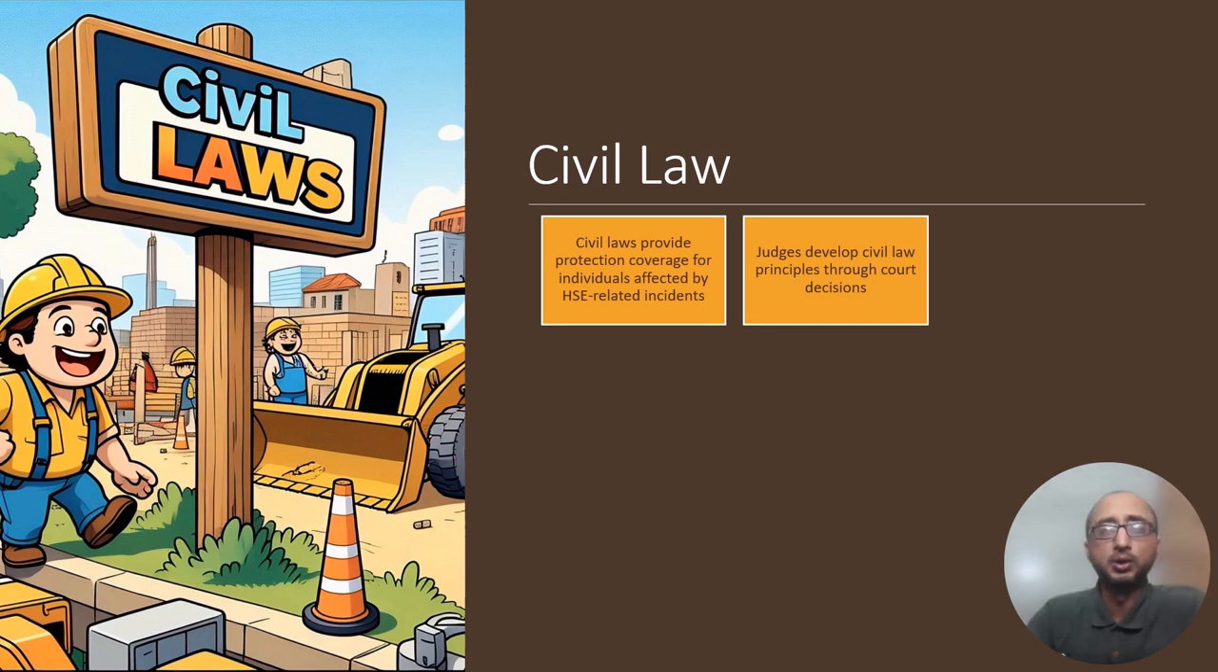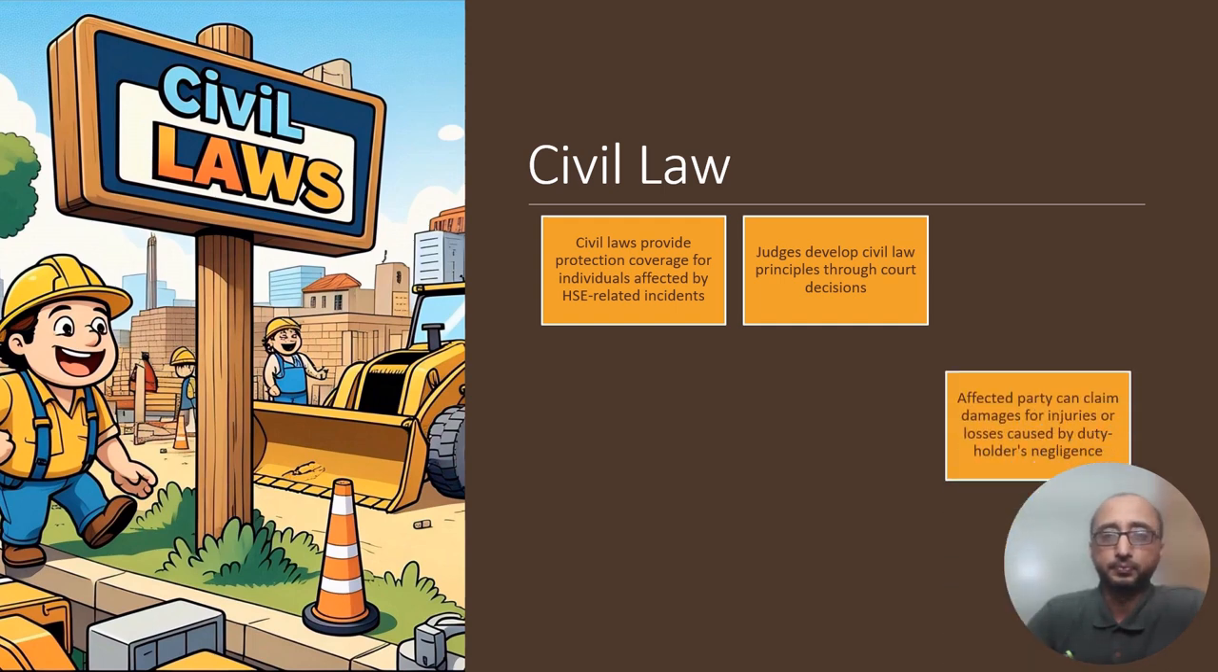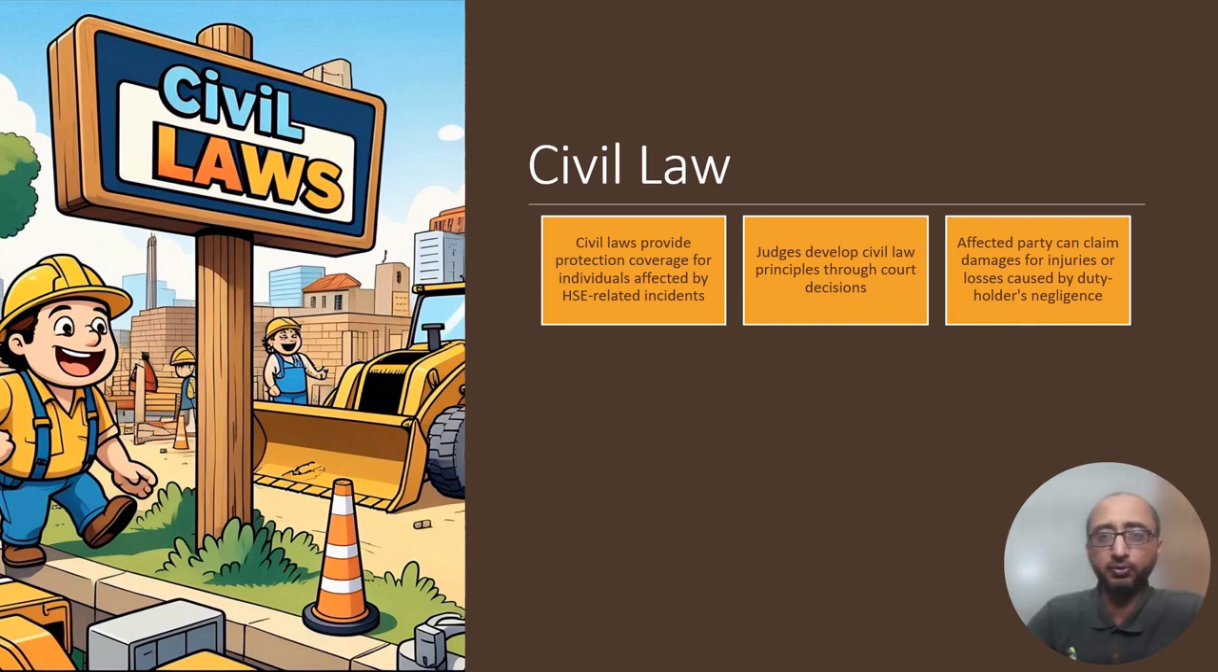Once the claim is put into the court, judges look into it and then they give the decision. Now this decision is called precedent, and this becomes the law. In the future, it will be used in similar cases. In the civil law, the affected party or claimant has to put the claim, and then he has to prove the case.